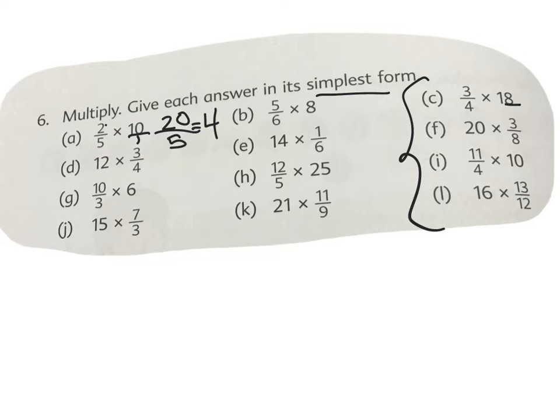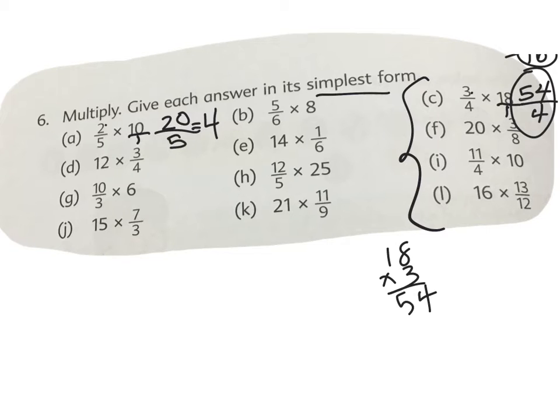3/4 times 18. 18 over 1. 3 times 18 is 54. 4 times 1 is 4. Now I can reduce that. 4 goes into 54. Well, 4 goes into 40 10 times, and then we have 14 left, which doesn't go in evenly. So 4 goes into 14 3 times, for a total of 13 1/2.